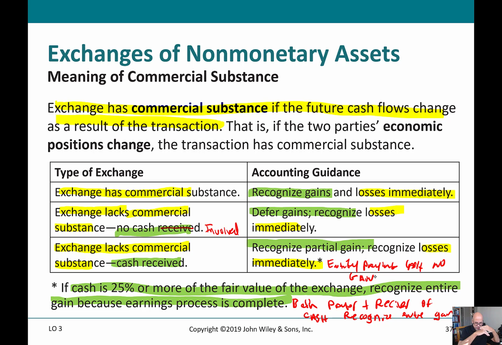Then, if the transaction has commercial substance and cash is involved, take the gain. But if the transaction lacks commercial substance and no cash is involved, nobody takes any gains. Defer the gains. If cash is involved and the cash constitutes less than 25% of the total consideration, then only the receiver of the cash will take a portion of that gain. Whereas if I'm the entity paying cash in that situation, I won't take any gain. If the cash constitutes 25% or more of the total consideration, both parties take the entire gain.